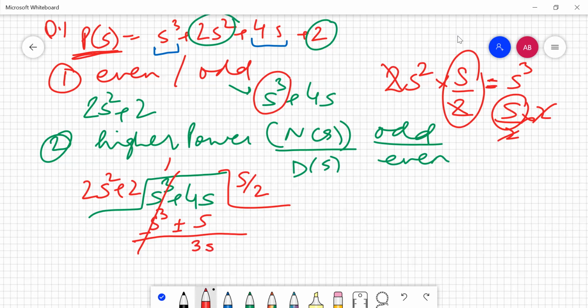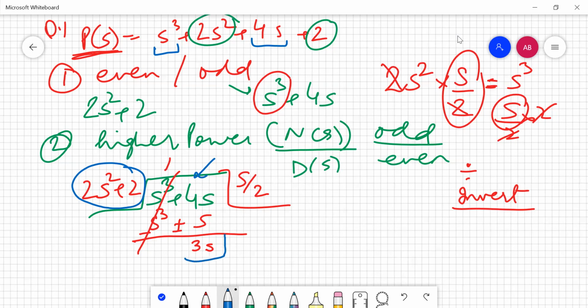Now if you all remember, I just told you that the first step is divide and the second step is invert. What I mean by invert is the thing that was dividing. Here you should see that 2s square plus 2 was dividing your s cube plus 4s, but when you get the remainder, now the thing that was dividing before will get divided itself.